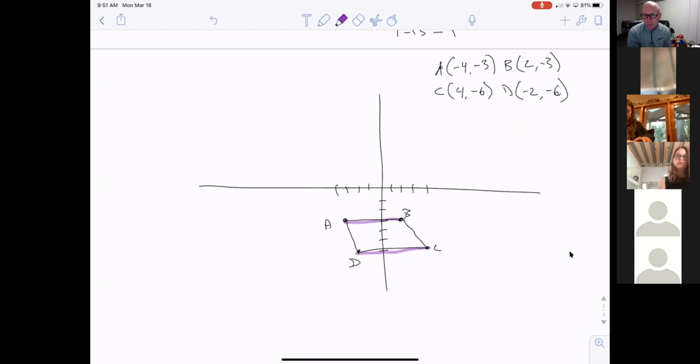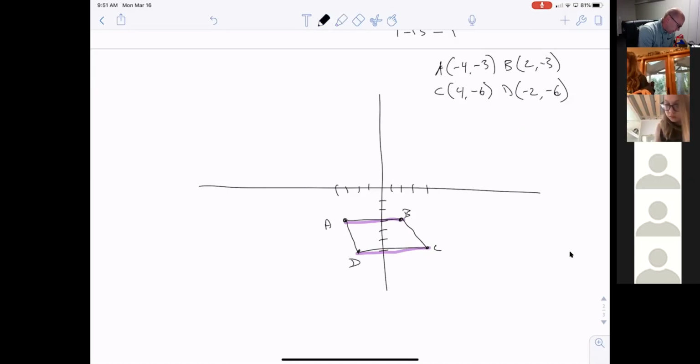So how do I find the slope? You know, y2 minus y1 over x2 minus x1. So if I'm finding the slope of AB, I would take minus 3 minus minus 3 over minus 4 minus 2. And so that would give me 0 over minus 6. So that AB segment has a slope of 0. So DC, I would do the same thing, and I would find that slope is also 0. So those two lines are parallel.